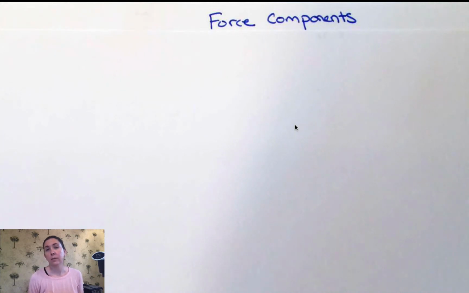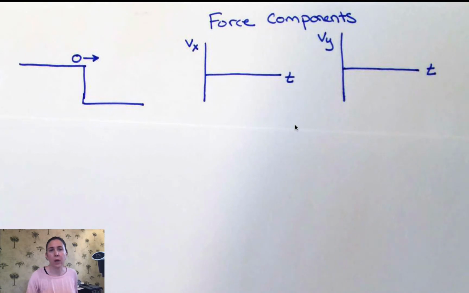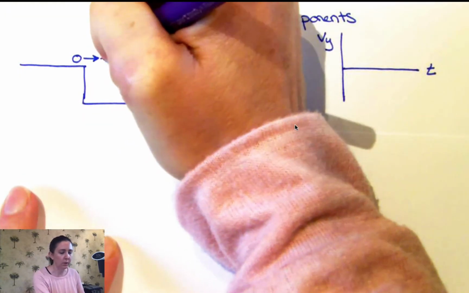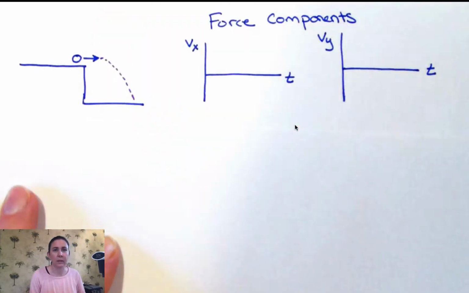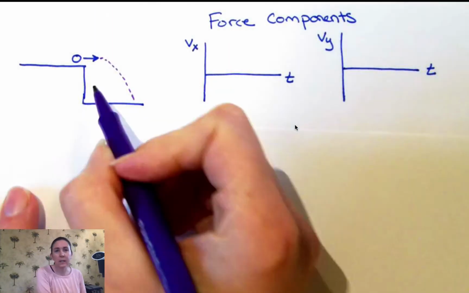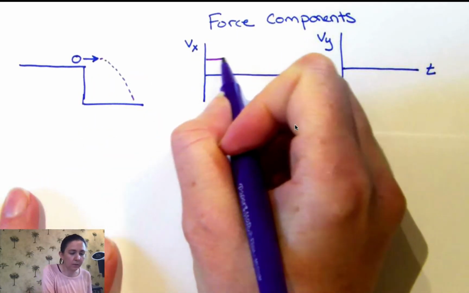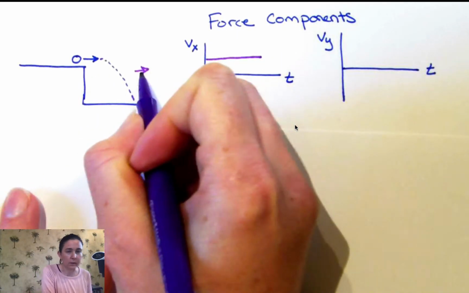So much like velocity, forces can be split into components. If you remember back to two-dimensional motion, if we have a ball that rolls off of a cliff or off of a table, that ball is going to trace a path that looks like this. The velocity in the x direction is going to be constant and positive if this direction is positive.